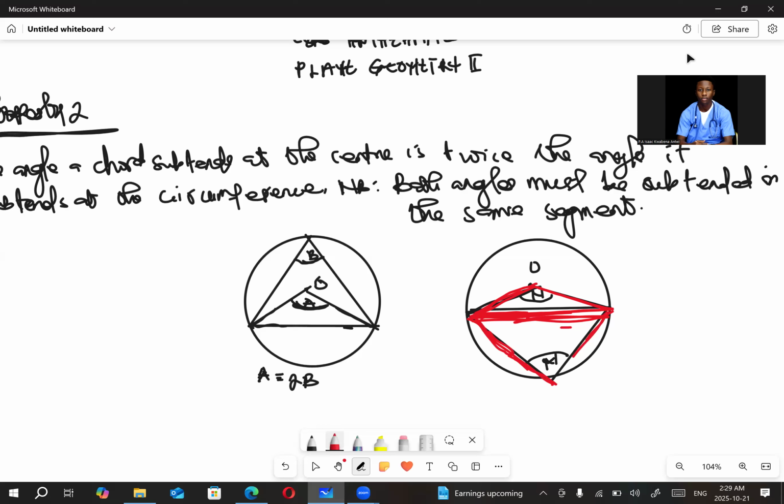But you see, it's at the opposite segment. It's not in the same segment. So you don't apply property 2 to this, right? That's why I've added a note: both angles must be subtended in the same segment before the property will hold.